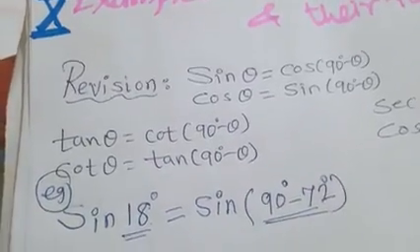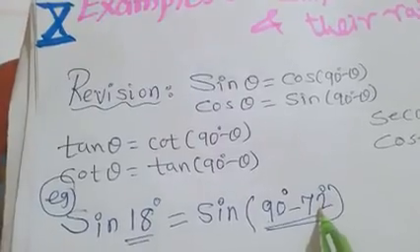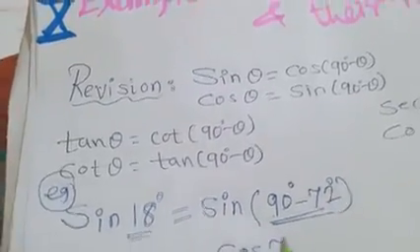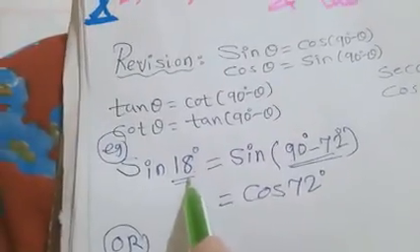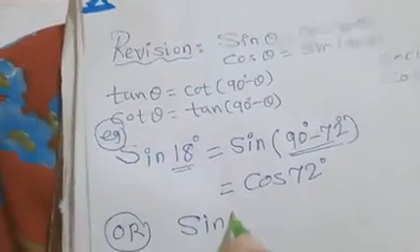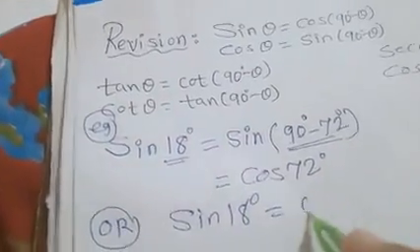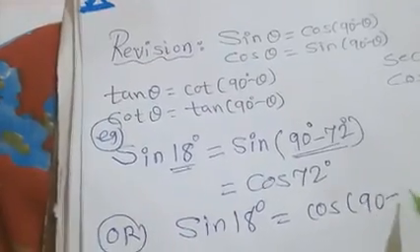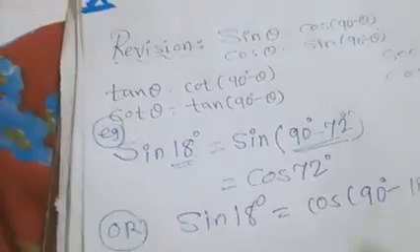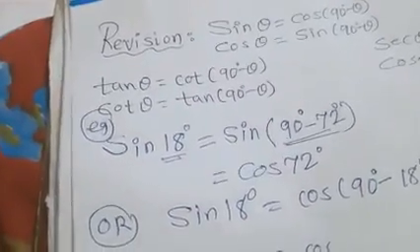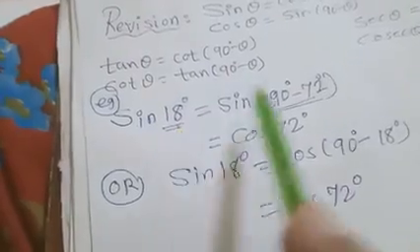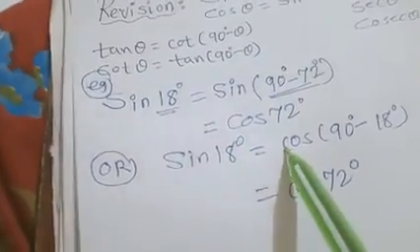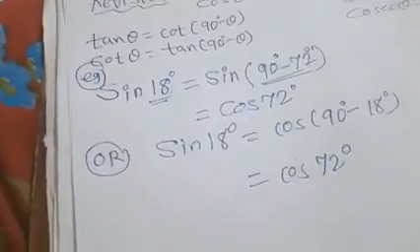Then it will be what? Sin 90 minus theta is cos theta. Then it is cos 72. Second way, instead of changing the angle, you change the ratio. Sin theta means sin 18 is equal to cos 90 minus theta, where theta means 18. These are the two ways. Then cos, what is 90 minus 18? It is 72. Means you go by changing the angle or by changing the ratio, both ways you are getting the same answer.